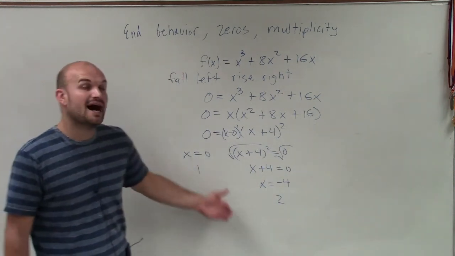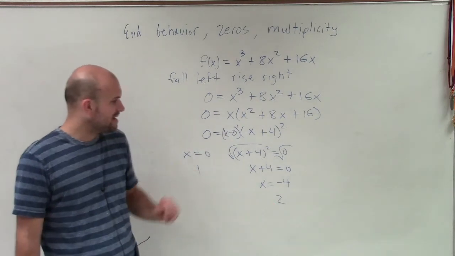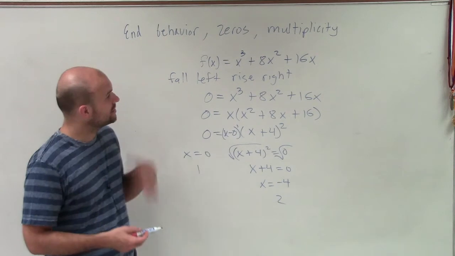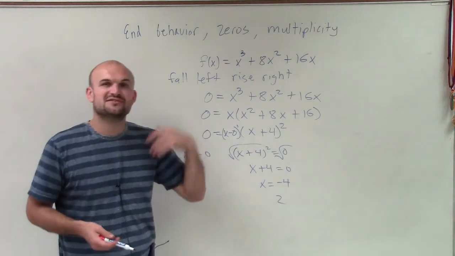When the multiplicity is odd, we know that the graph crosses. And when we have even multiplicity, we know that the graph is going to touch at that point and then rebound. So there you go, ladies and gentlemen. That's how you find the end behavior, zeros, and multiplicity.